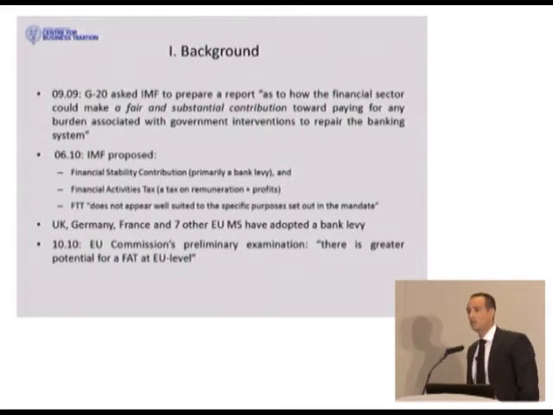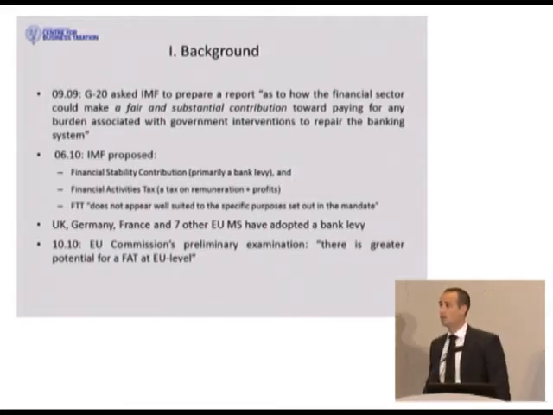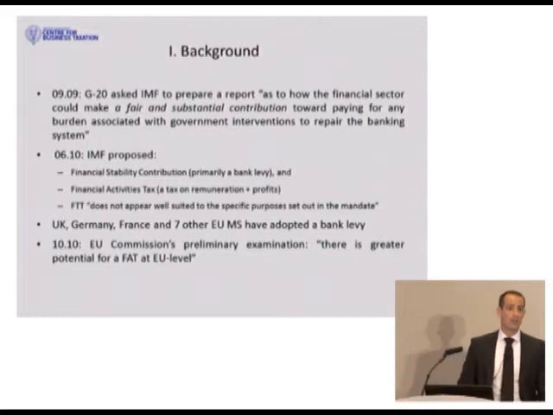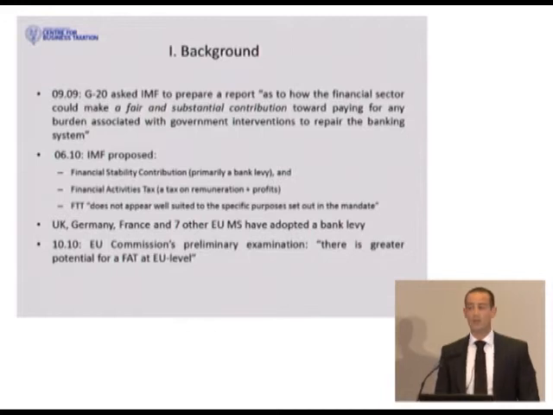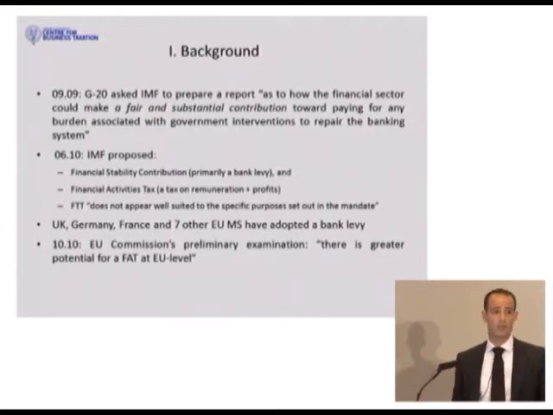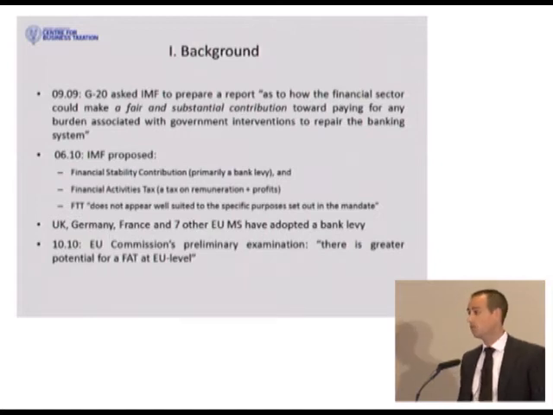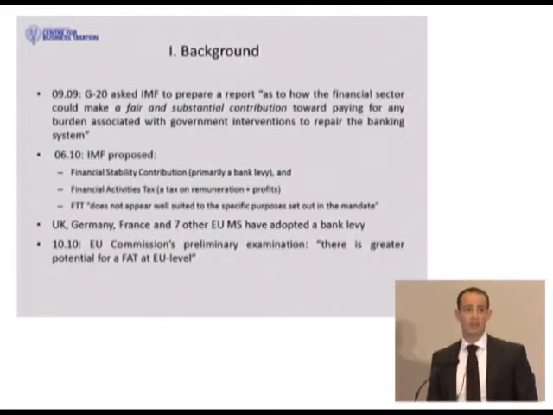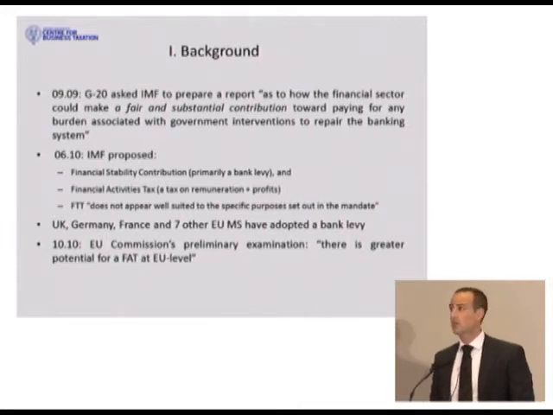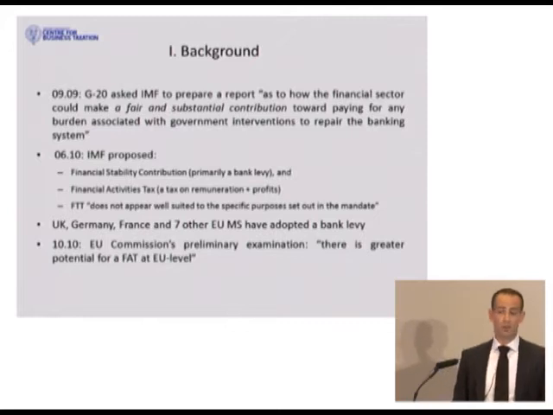And I guess the starting point is that in the aftermath of the financial crisis, a consensus seemed to develop that some new form of taxation should be imposed on the financial sector. There were a number of reasons for this. The question was, which type of tax should we go for? And in fact, in September of 2009, the G20 asked the IMF to look at various options and come up with proposals. And the IMF came up with two proposals.